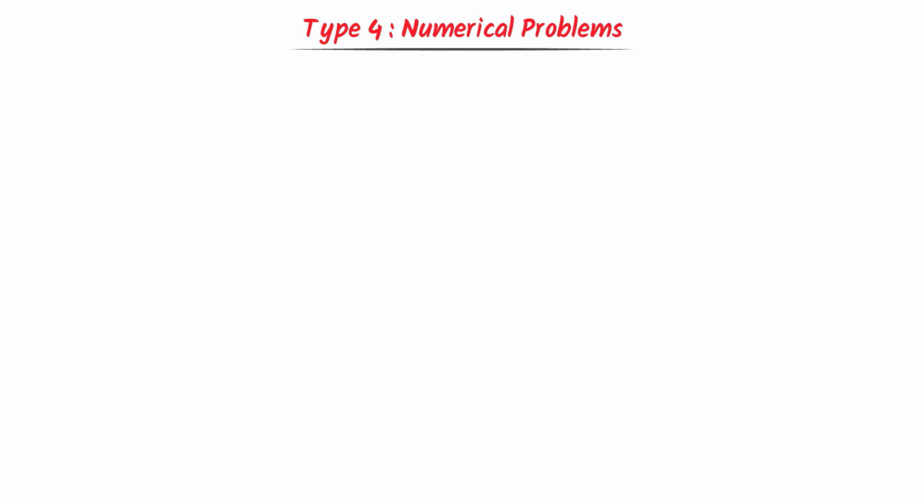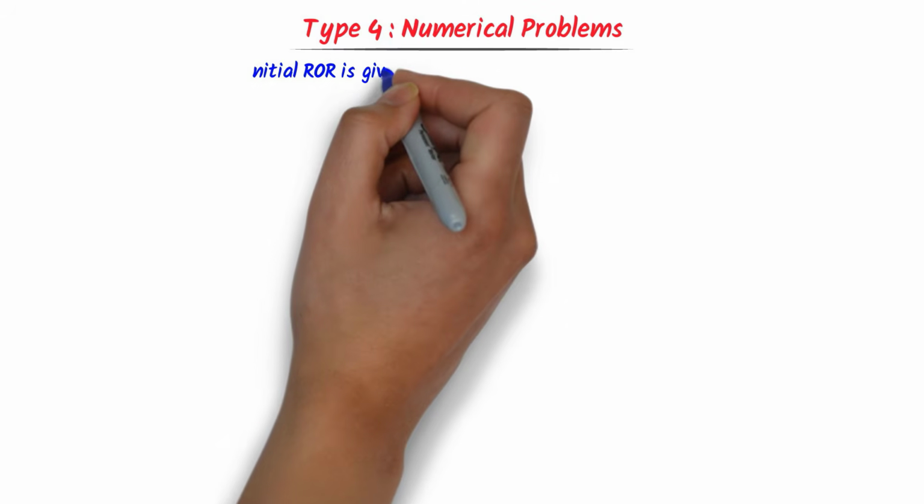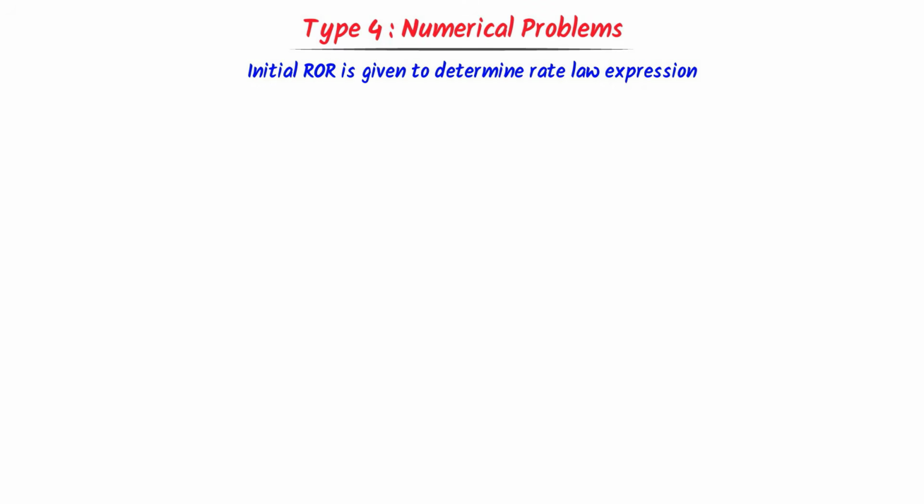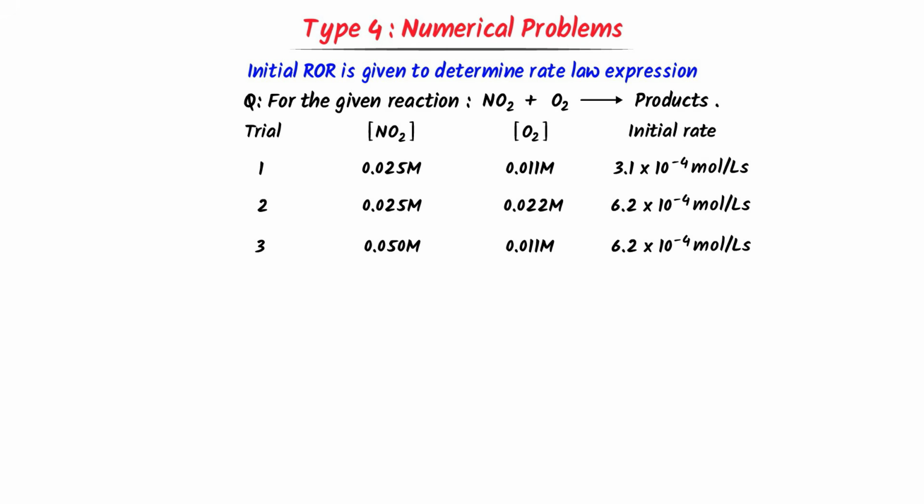In such type of numerical problems, initial rates or initial concentrations of reactants are given to determine the rate law expression. For example, consider this numerical problem. Use the following data to answer the question below. Well, we are given initial values of concentration of nitrogen dioxide and oxygen gas with respective rates. Let the power of nitrogen dioxide be x and that of oxygen gas be y.